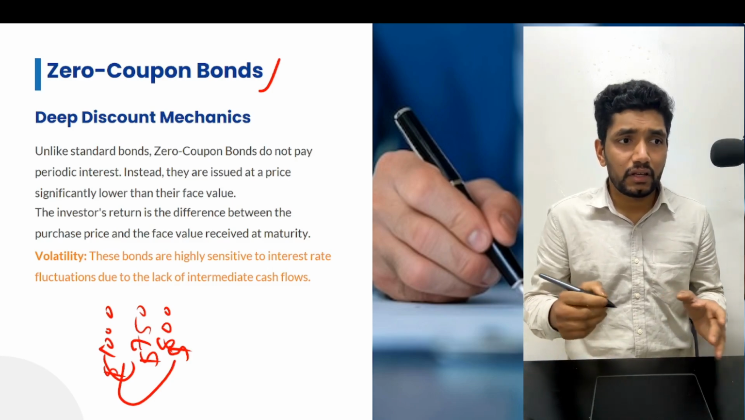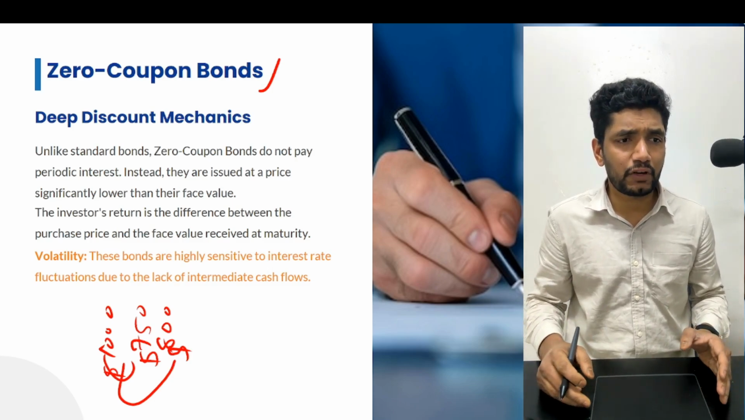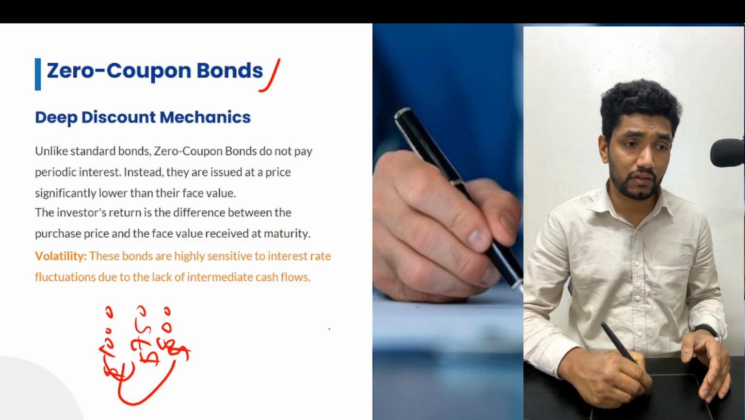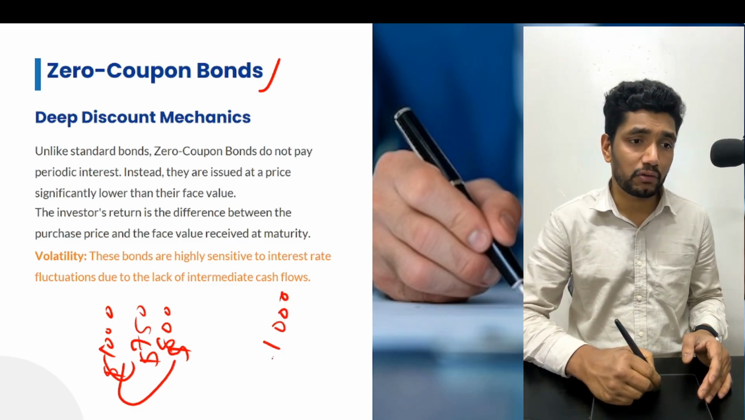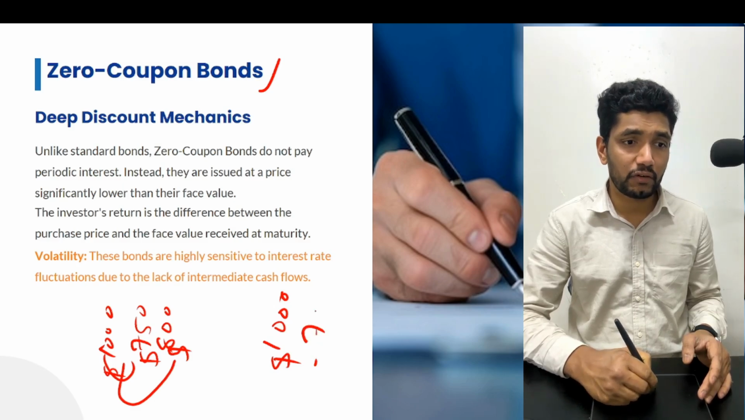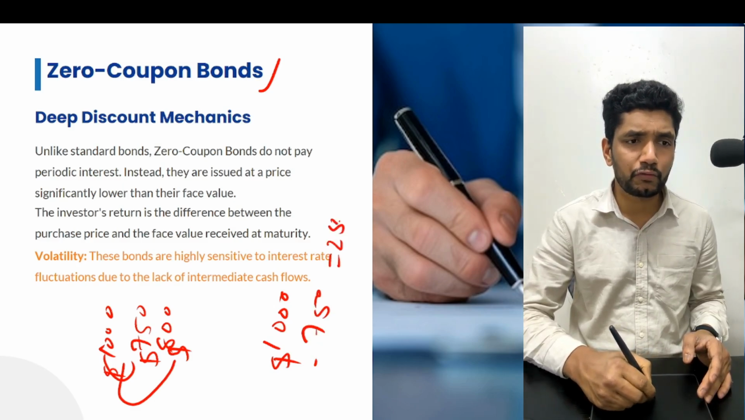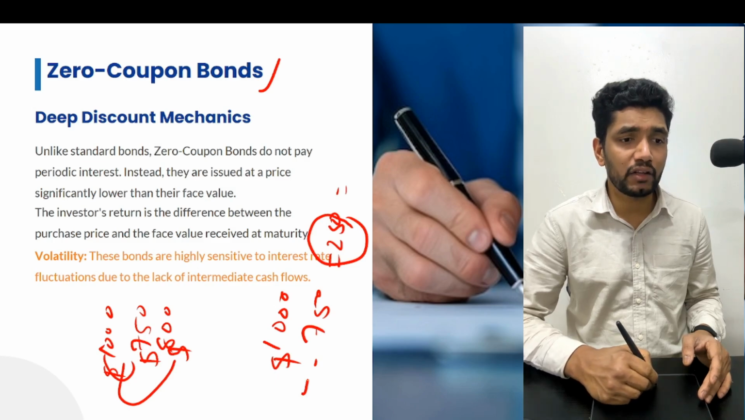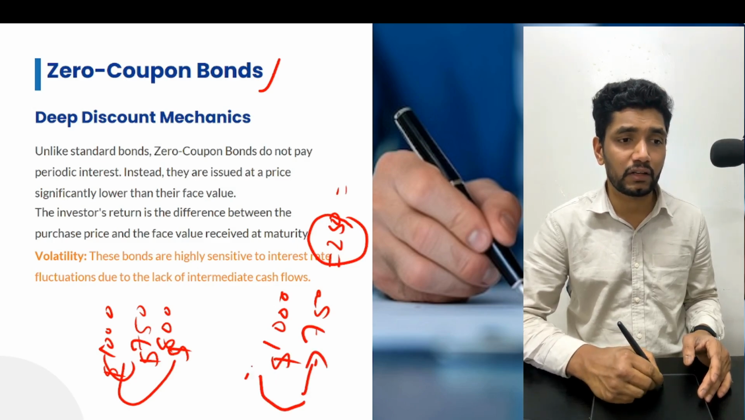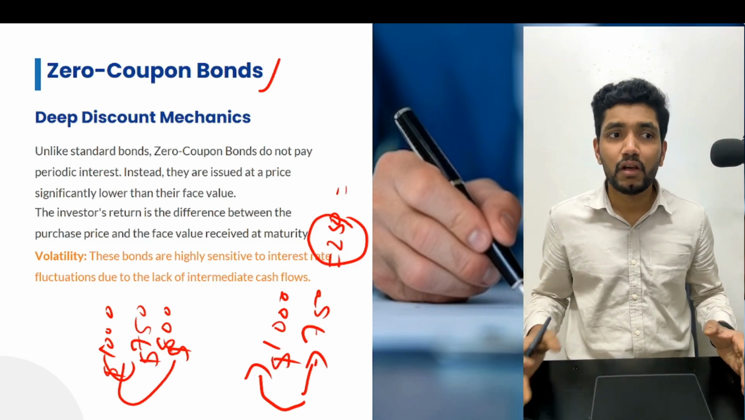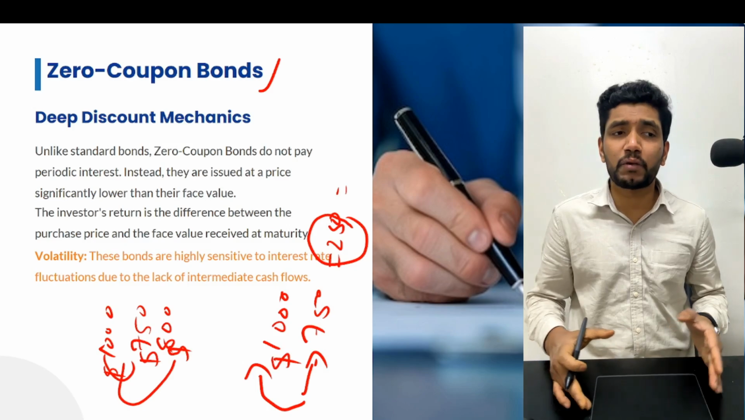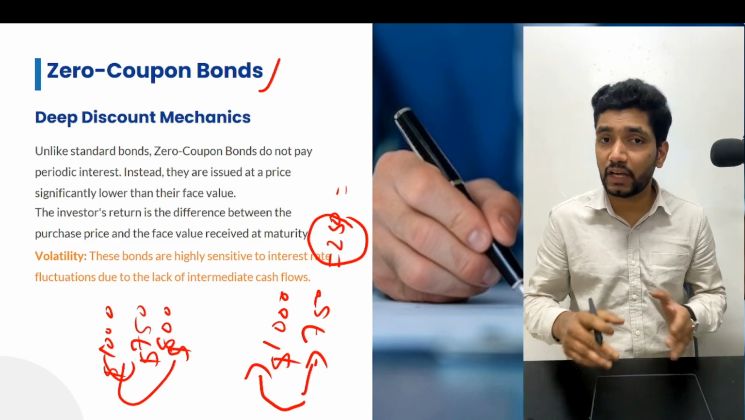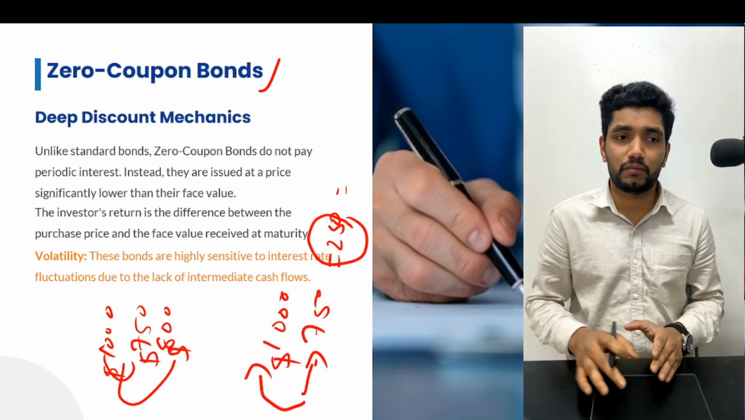So in the zero coupon bond, the investor's return is the difference between the purchase price and the face value received at maturity. Suppose the face value is $1,000 and the issue price is $750, then the balance of $250 is the investor's return. So the investor can buy this bond at $750 and sell it at $1,000 at the maturity period. So there is no coupon payment or periodic payment for this category of bonds. That is called a zero coupon bond.